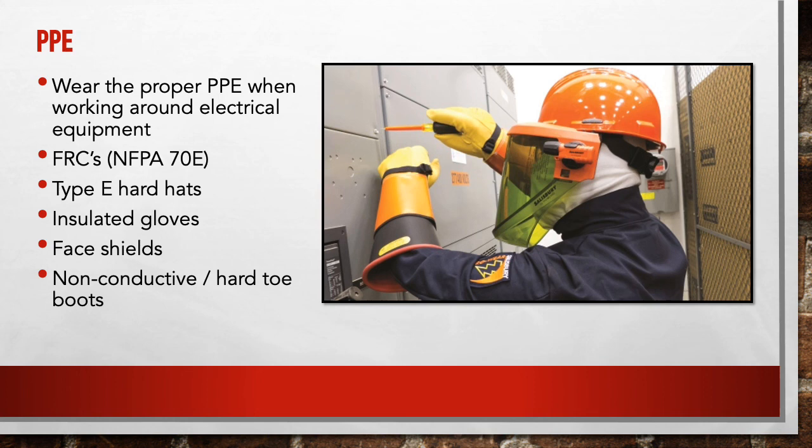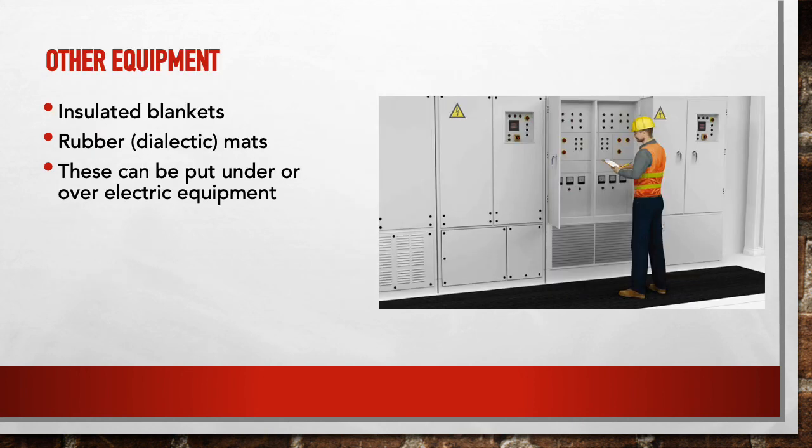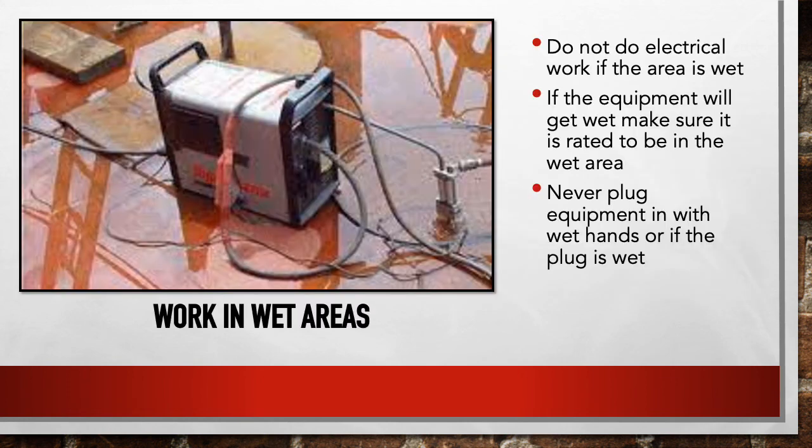Insulated gloves are also a necessity. A lot of times face shields and non-conductive hard toe boots, so not steel toe, for example. Other equipment: insulated blankets, rubber or dielectric mats, which can be under equipment, under where workers are working. Even with hydrovacs, these are recommended. You can use a hydrovac truck to expose electrical systems, but touching a metal hose, spraying an electrical unit, standing on the ground, you can become part of that circuit and be shocked or electrocuted. So using a mat prevents that connection from happening.